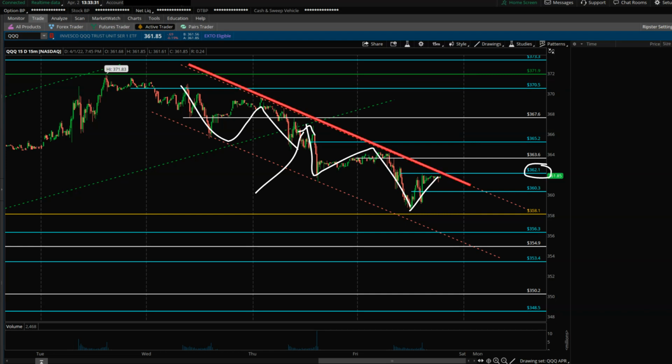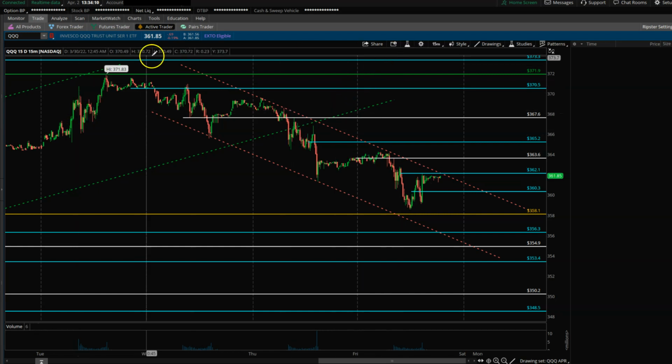So 362.1 is the initial resistance we need to see early Monday, and then we'll see if it can build on top of that. But for the structure to get really going on the upside, we really need to get above 365.2 from a structural point of view, because that's where the weakness started. So we need to get back above that, and then we can monitor for further continuation in QQQ, right? But that's how it looks for right now.